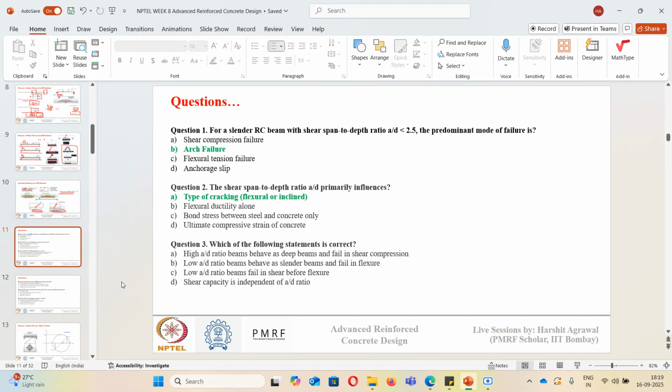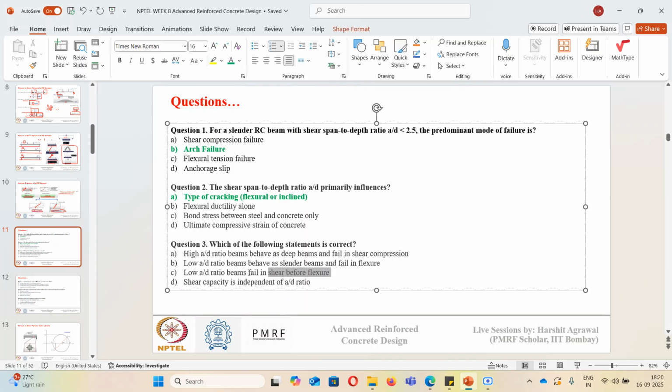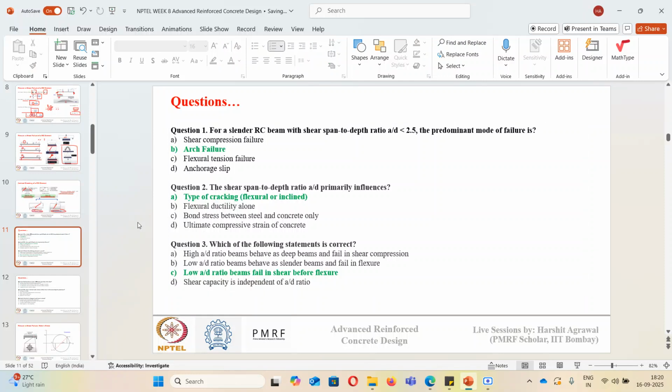Can anyone tell me the answer? It is C, sir. Yes, the correct answer is C. When the A by D ratio is small, it means that we are very close to the support. So that is why we say shear failure will occur before flexure failure. In this way, we can understand this simple concept.